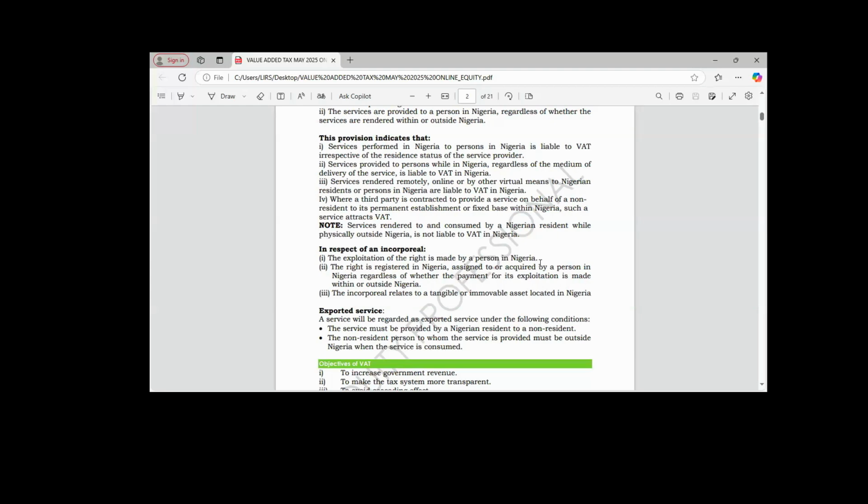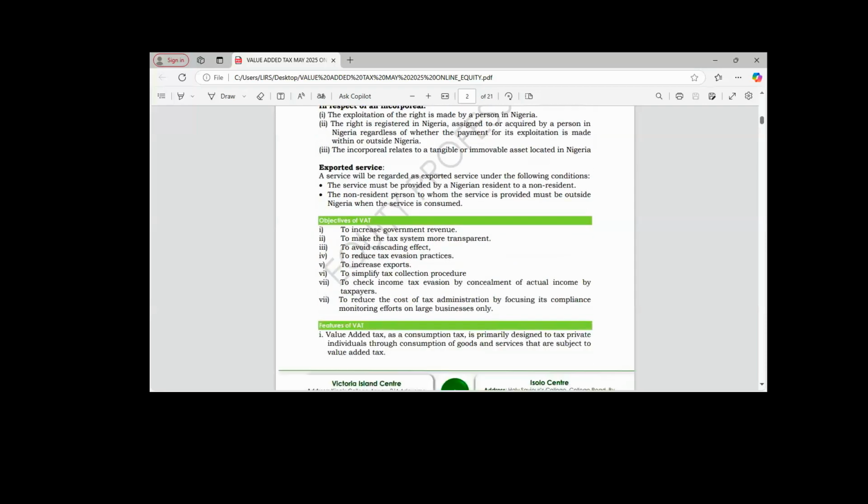A non-resident person to whom the service is provided must be outside Nigeria when the service is consumed. For that service to be regarded as exported, that person that will enjoy that service must be outside Nigeria. Where that person is in Nigeria, it will not be regarded as exported service again.